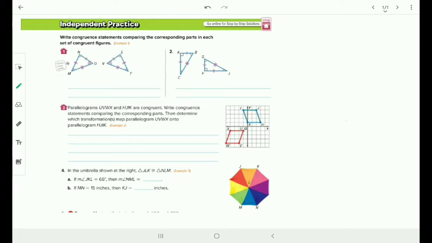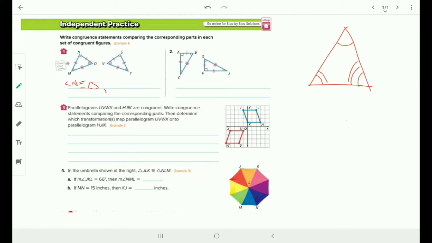Now, these lines signify what is congruent to what. So let's start with angles. With the angles, if you have these half circle looking things, whatever the number of half circles are, those are corresponding to each other. So for example, on number 1, the half circle on N and the half circle on S, there's only one semicircle there. So we would say angle N is congruent to angle S, because they both have one half circle.